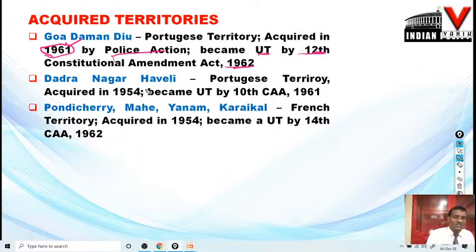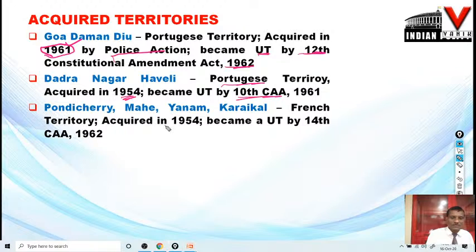To adjoin or merge any new territory with India, Goa became a territory by the 12th Amendment. Dadra and Nagar Haveli was a Portuguese territory, and it was acquired in 1954 by the 10th Constitutional Amendment Act. Kindly remember these important things.